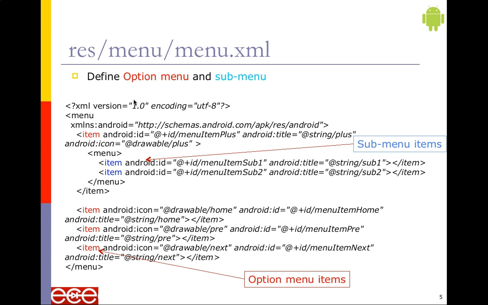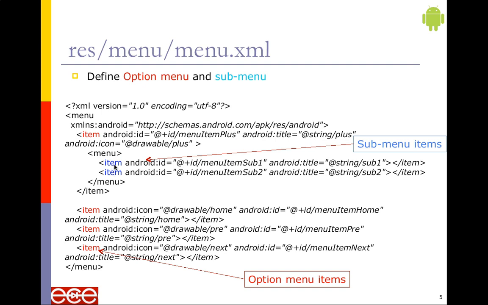So in here, in our menu, we can use the GUI tools or we can use the XML editor to add items to the menu. So you define the options menu and the sub-menus in the menu, or you can actually separate them out. You can have more than one menu file. So when they're in different contexts, it loads different options menus or different context menus, which is kind of interesting as well.